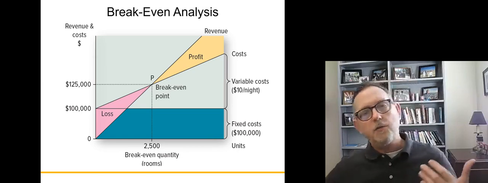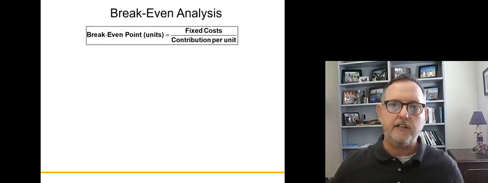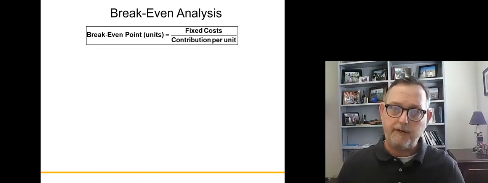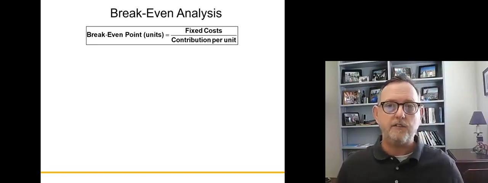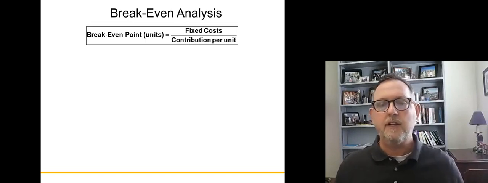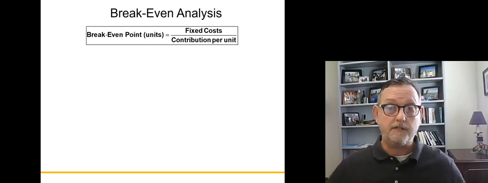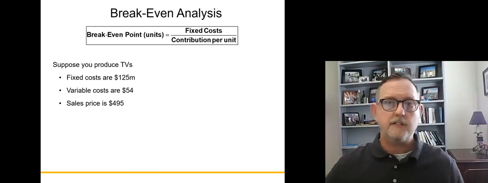So this is it. Now let's walk through the calculation of this, because this is just a graph, but let's go through the calculation. So the break-even point, and this is going to be in units, so this will be a demand, will equal the fixed costs. Remember that fixed cost was $100,000 in that last example, divided by our contribution per unit. Remember, contribution is going to be our price minus our variable cost. Price minus variable cost. Remember, that's contribution.